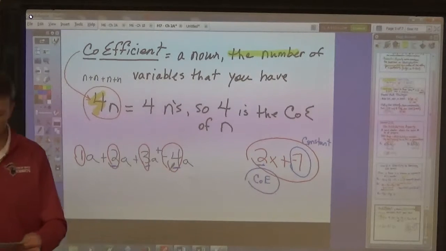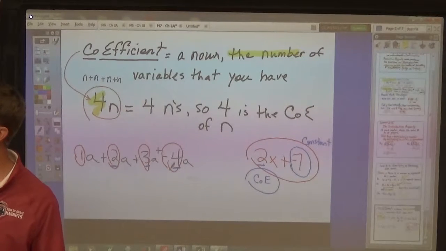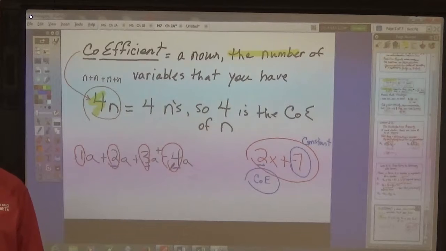So here's what I want you to do for tomorrow. On this worksheet, I want you to practice identifying coefficients, like terms, and constants. That's all you have to do is 10 through 14. It's that second section on the worksheet. You only have to do 10 through 14 for tomorrow, okay?